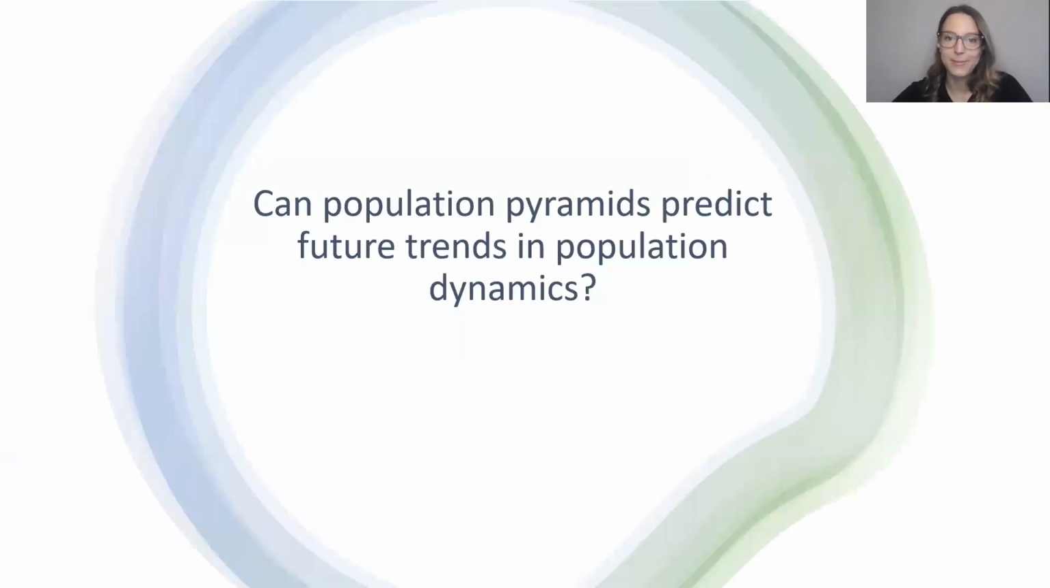Now, can population pyramids predict future trends in population dynamics based on what we've just been seeing? What do you guys think? Yes. Does anyone want to venture a guess for how they might help us predict future trends? So what sort of things were we looking at when we were looking at those population pyramids? What parts of the pyramid were we looking at when we wanted to try to figure out trends?